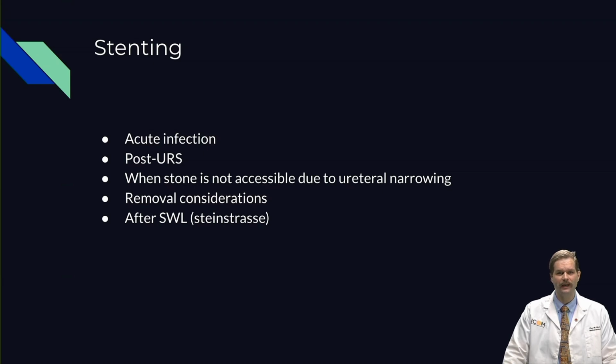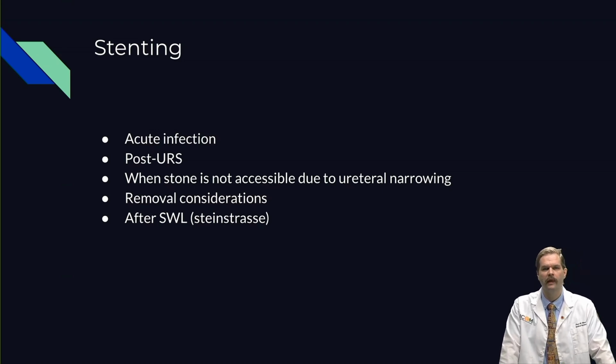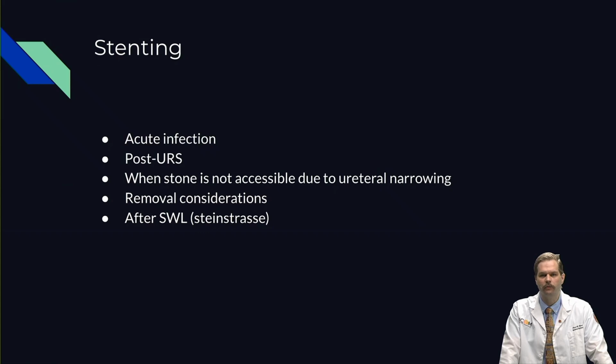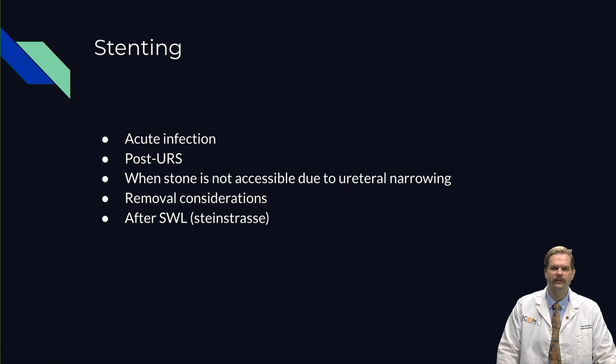Urgent stenting is indicated for patients who are obstructed and infected. Stone surgery is contraindicated in the face of infection. After ureteroscopy, stents are placed to allow for ureteral rest and to prevent obstruction from post-surgical ureteral edema. If access to the stone is not feasible, either due to an impacted stone or narrow ureteral caliber, a stent is placed to allow for passive dilation of the ureter. This staged approach allows for successful access to the stone or kidney, usually 2 to 4 weeks later.